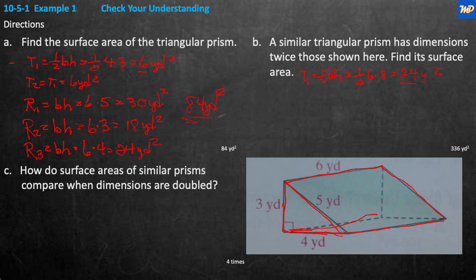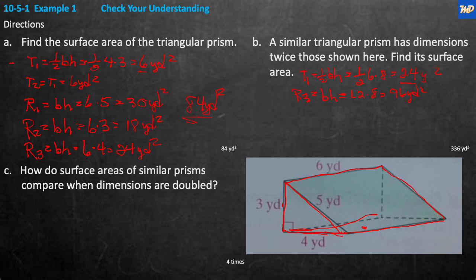Let's do R3. R3 down here in the bottom is equal to base times height. R3 was 6 times 4, it's this base right down here. But instead of 6 times 4, it's 12 times 8, right? 12 times 8 is 96. And what is half of 96? Or what? This is 96 yards squared, not half. And what was the other one?